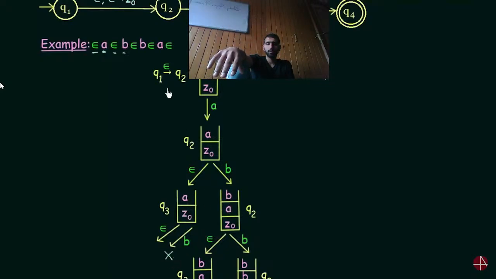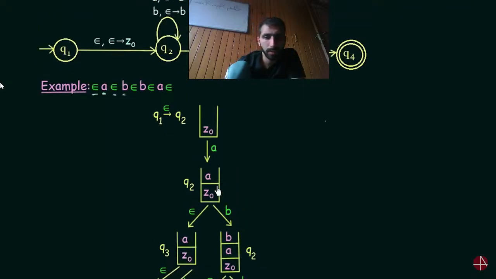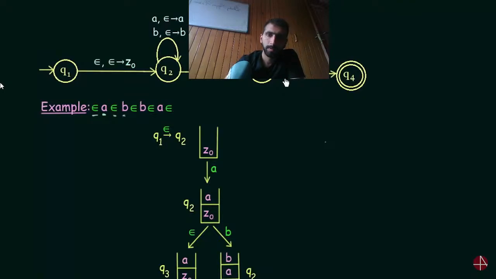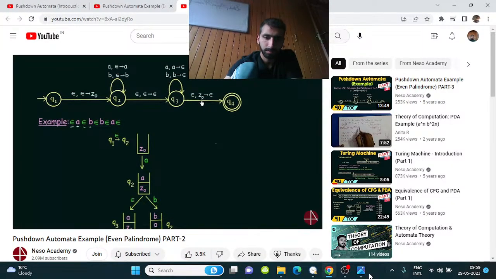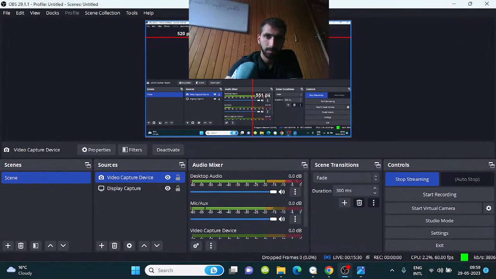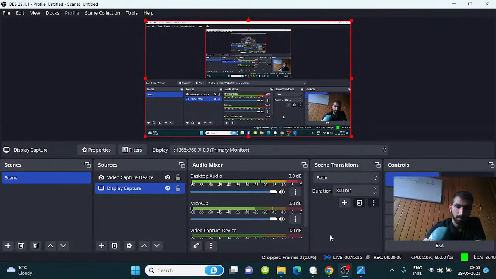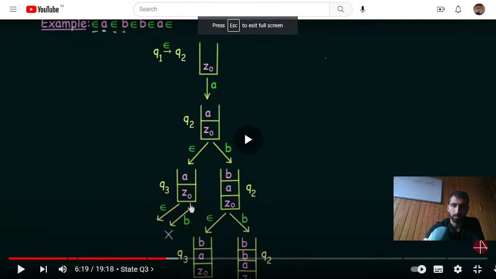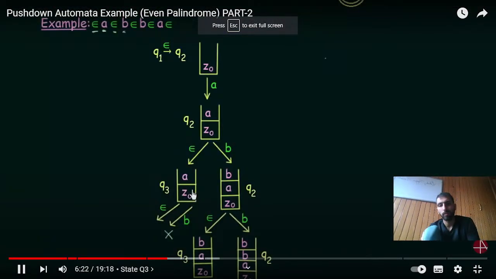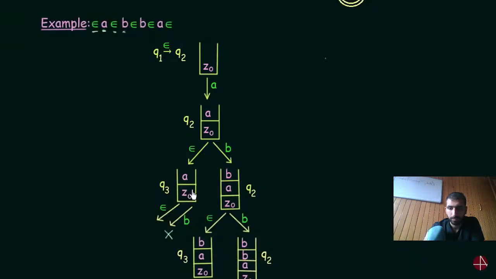This is wrong. Now I said we can also read epsilon. We could also assume that instead of B, it is epsilon over here. Now in state Q3, if you read epsilon, what happens? In state Q3, if you get an epsilon, then we have to check if Z0 is the topmost element of the stack, and if it is, then we can go to the final state. But the topmost element of our stack is A, and it is not Z0. So this branch is also wrong, and we cannot proceed in this way. So these two cases have failed.